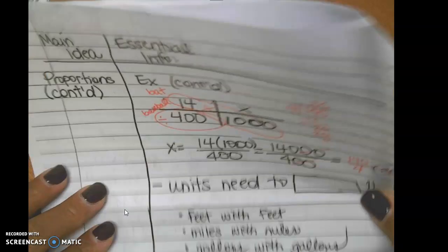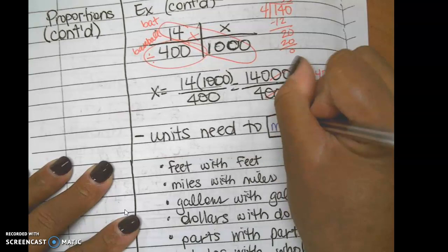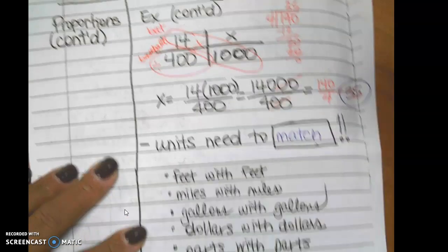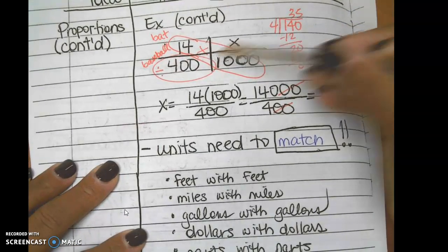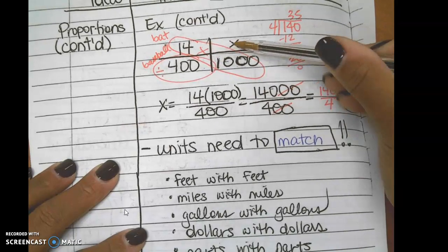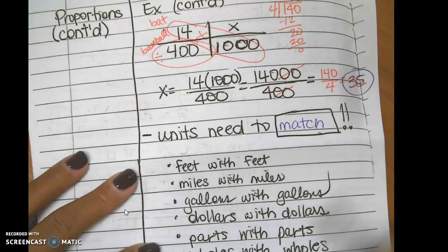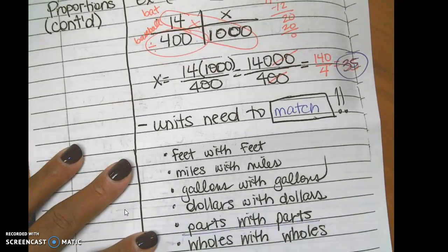So, next part. My units need to match. Okay? What does that mean? I need to have miles and miles, hours and hours, or minutes and minutes, feet and feet, gallons with gallons, part and part, whole and whole. Because that's essentially what a fraction is, part over a whole.